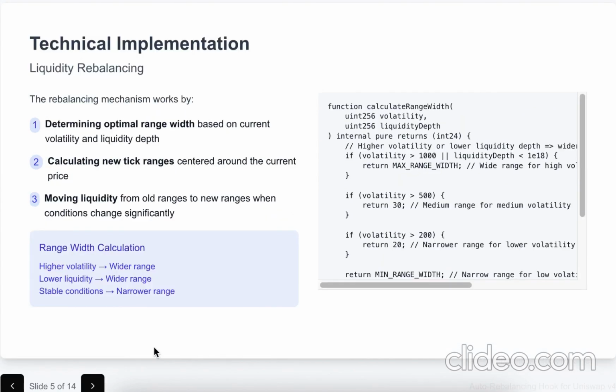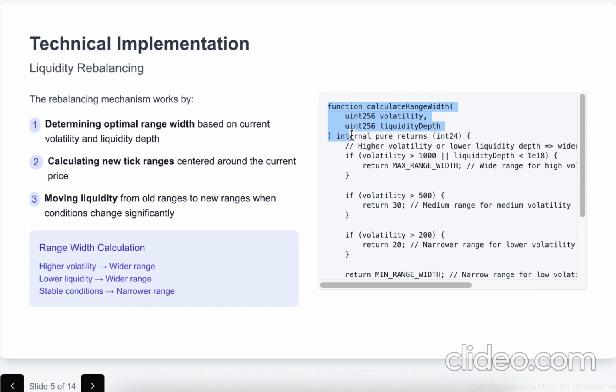Let's look at another core feature's technical implementation. That's the liquidity rebalancing. The rebalancing mechanism works by determining the optimum range width. It calculates the new tick range and moves liquidity from the old range to the new range when conditions change significantly. Here is how these metrics are calculated in our code.